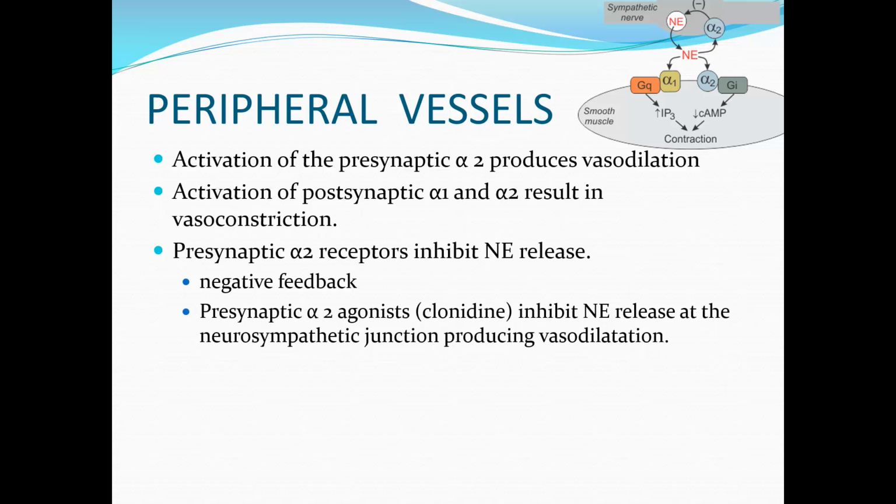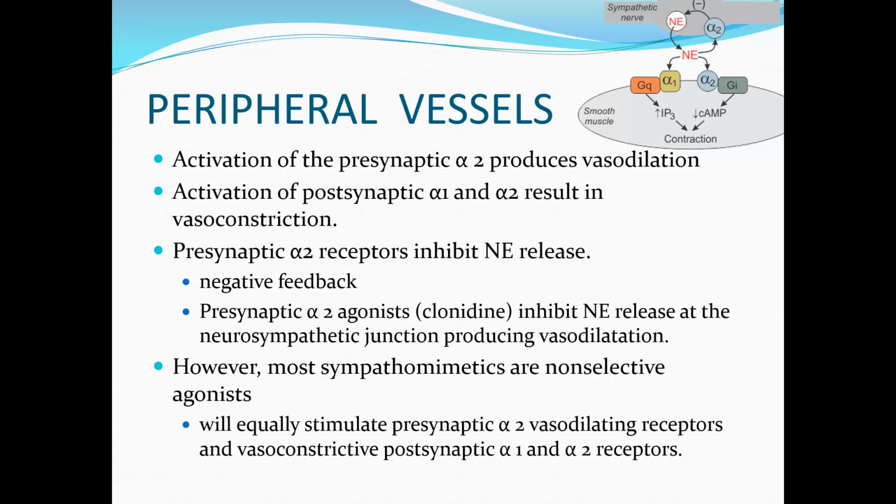The presynaptic alpha 2 agonists like clonidine inhibit norepinephrine release at the neurosympathetic junction, so that's how it results in vasodilation. But most sympathomimetics are not selective agonists, so they're non-selective. So they will equally stimulate the presynaptic alpha 2 vasodilating receptors as well as the vasoconstrictive postsynaptic alpha 1 and alpha 2 receptors.